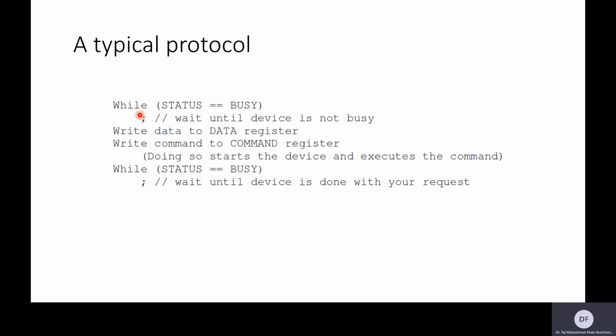So the CPU will get out of this loop. And now if it wants to communicate with the device, it will write data to the data register and then write a command to the command register. And once it writes the command to the command register, the command is transferred to the device, and the device will again start working on this command, and the device will again become busy.